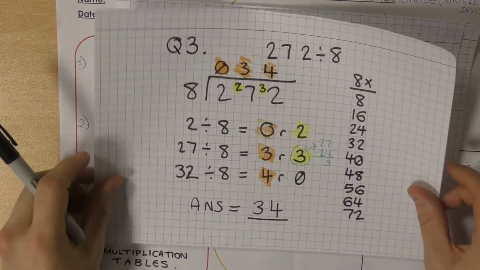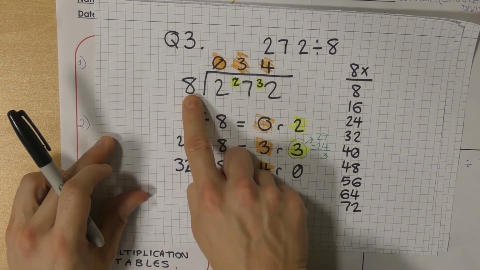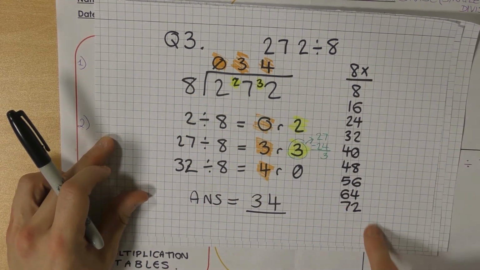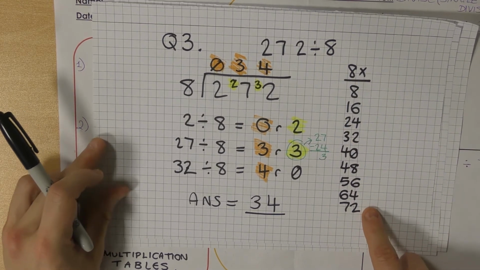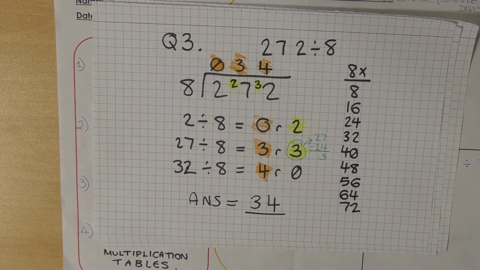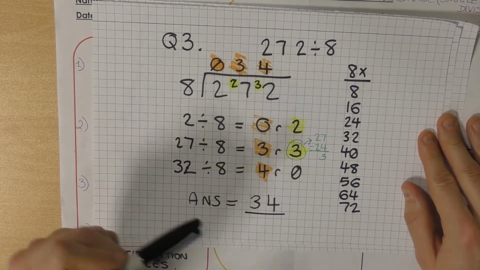Question 3. So, we've got 272 divided by 8. It's the same as before. What I divide by goes on the outside. I write down my times table of what I divide by, and if I don't know it instantly, I count on my fingers until I get it right. I then start from the left and work backwards towards the right.